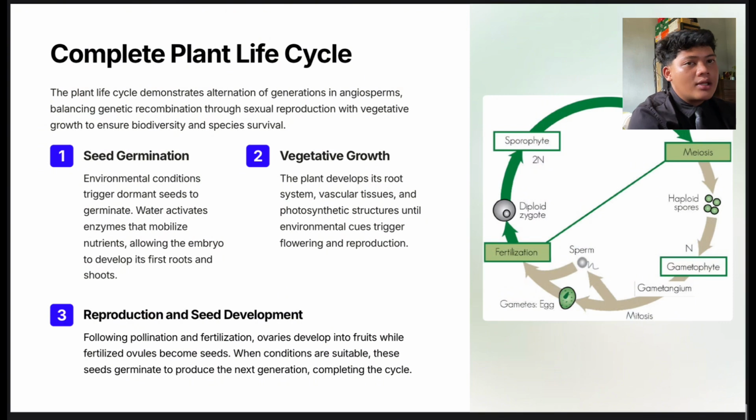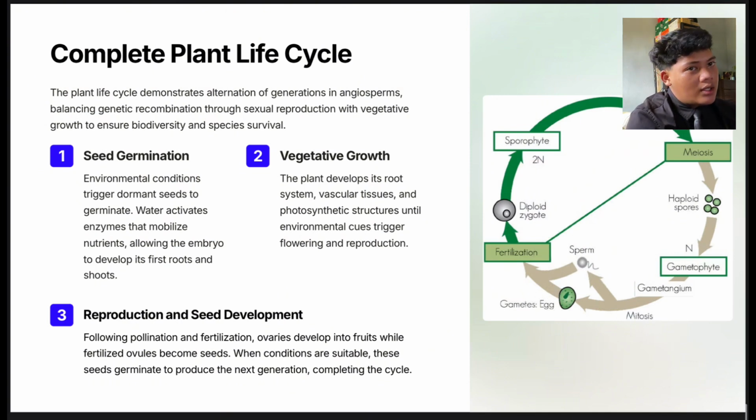Lastly, we move to understanding the complete plant life cycle. As we know, the basics are 3 stages, from seed germination to vegetative growth and reproduction. Plants undergo a complex yet vital process ensuring biodiversity and the continuation of their species. This intricate cycle highlights the delicate balance between sexual reproduction and vegetative growth, essential for sustainability. In plants, reproduction happens through a process called alternation of generations. This means the plant life cycle switches between 2 stages.